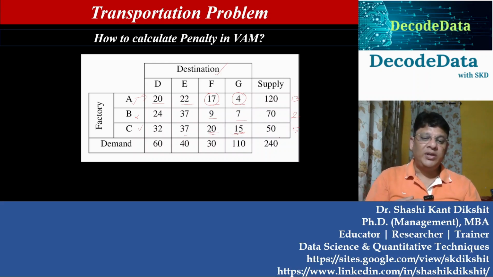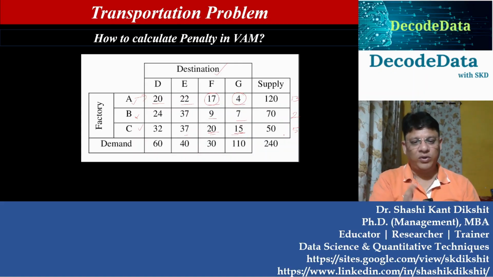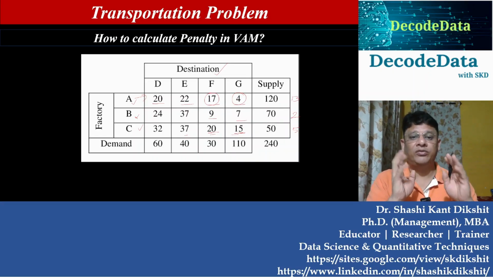Now, the mistake students basically make is that, instead of taking the two lowest numbers, they take the two highest numbers. This is the first mistake they make, right? So you have to consider just the two lowest values. Two lowest values you have to take, and then you have to take the difference of them, right?